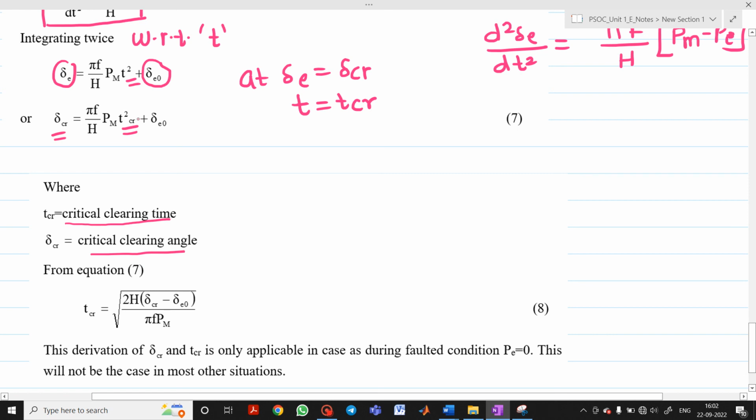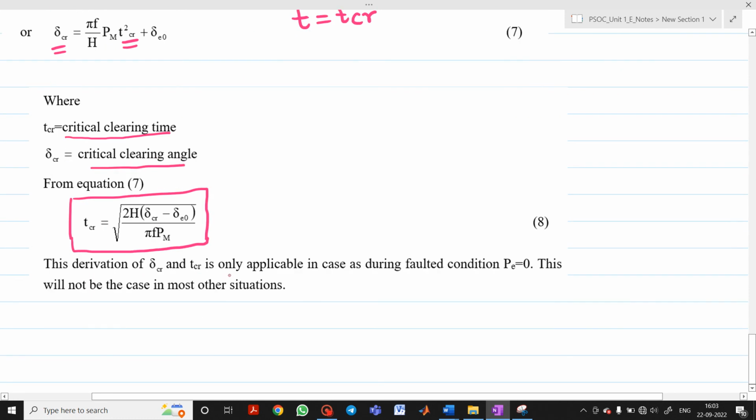So if we rearrange this equation for the term TCR, then we will get this formula. Please remember, this is a very important formula, and we are going to solve a few numericals based on this formula also. TCR equal to square root of 2H into delta CR minus delta 0 upon pi f into PM. This derivation of delta CR and TCR is only applicable during faulted condition, that is PE equal to 0. This is not used in most of the other cases.